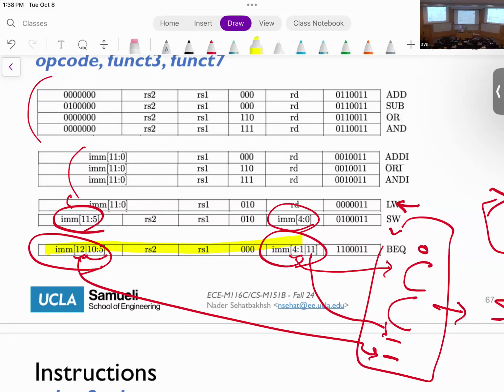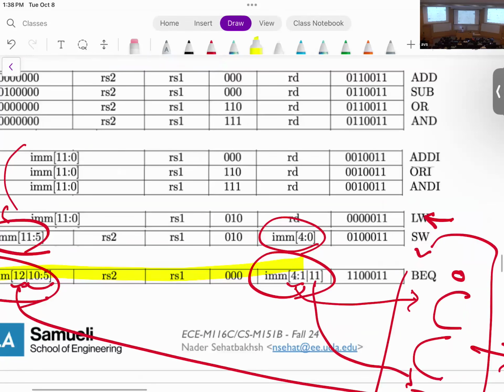Yes, the immediate generator is literally combinational logic, multiple wires shuffled around, and the multiplexer in the end that selects which one to go. There's nothing intelligent about it. For this particular case, yes.